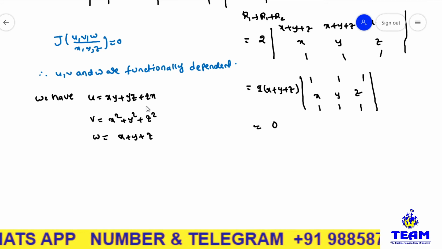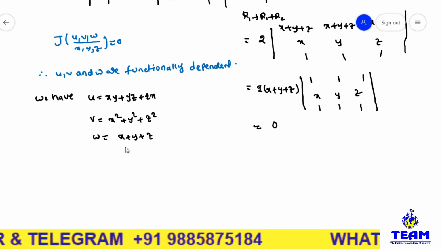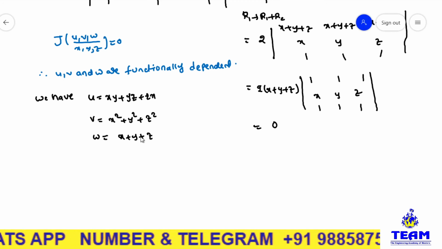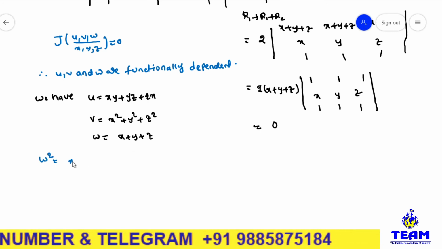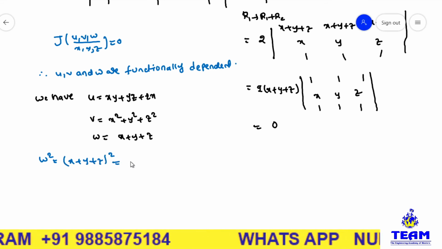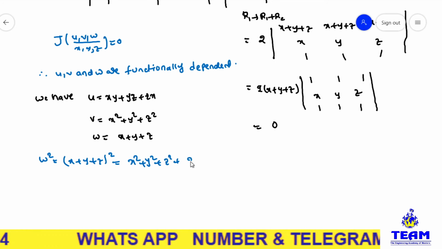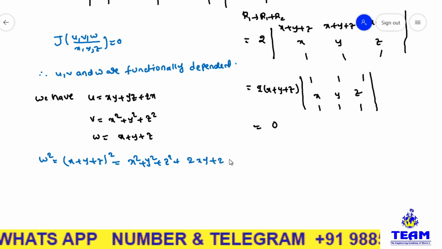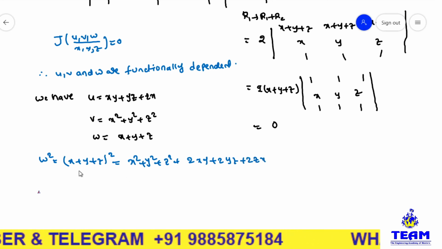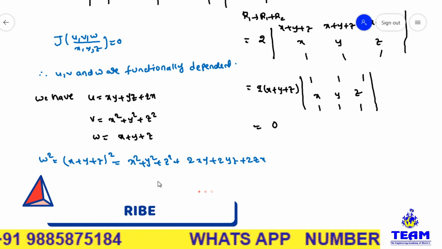Okay, we have the u value, v value, w value. Now from this we have to find the relationship. How can you find it? You see friends, degree 2 is there, degree 2 is there, but here the degree is 1. So I am doing w square. W square is nothing but x plus y plus z whole square. Then a plus b plus c whole square means a square plus b square plus c square plus 2ab plus 2bc plus 2ca. Yes or no? That is, x plus y plus z whole square is x square plus y square plus z square plus 2xy plus 2yz plus 2xz.